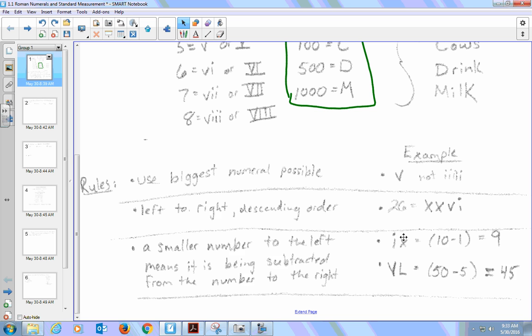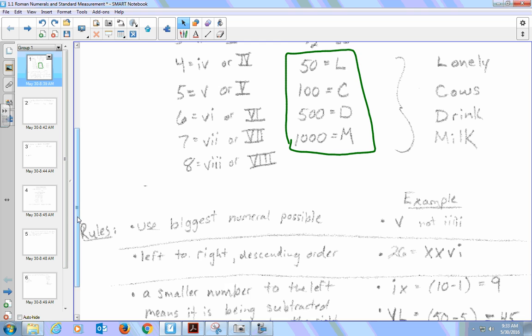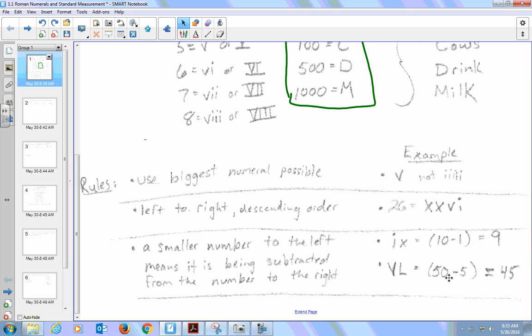A smaller number to the left means that it's being subtracted from the number to the right. So this is important. If you come across an I next to an X, well, we know I is smaller than X, so what that means is we're going to be taking I away from X, which is 1 subtracted from 10. So 10 minus 1 equals 9. Or VL, we know V represents 5, and L in our lonely cows drink milk represents 50. So 5 has to be subtracted from 50, which gives us 45. Okay.